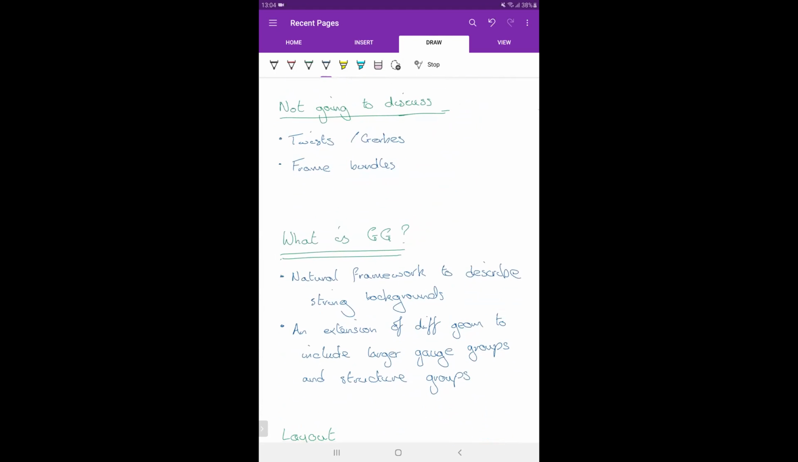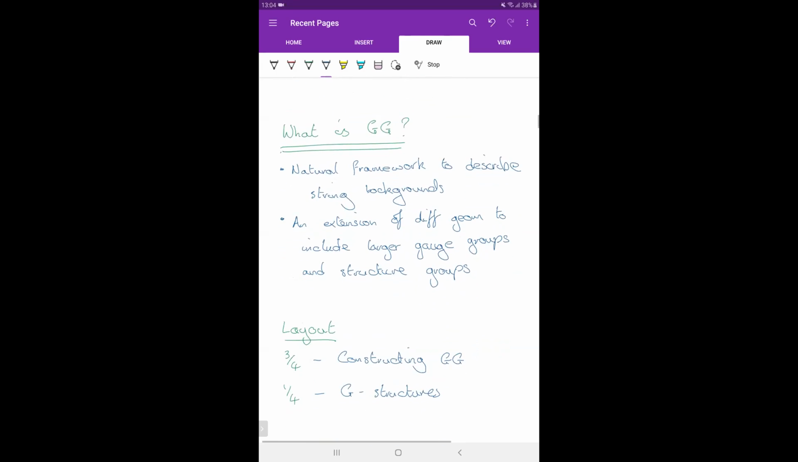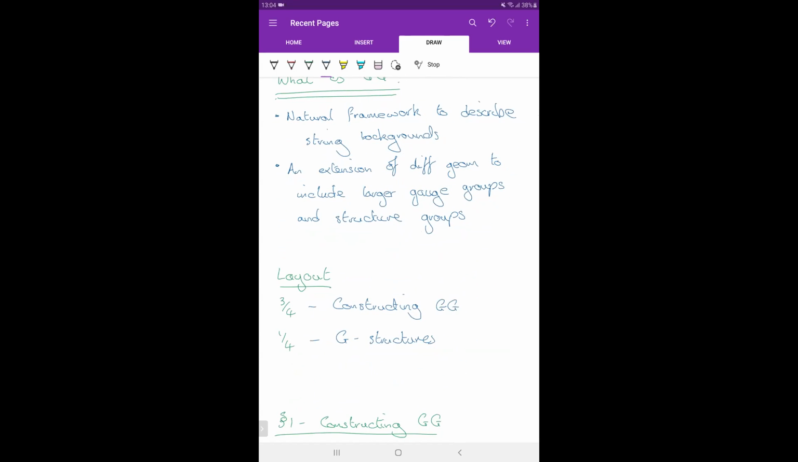So hopefully by the end of the talk, you'll have a better understanding of what generalized geometry is. You can see that it's a natural framework in which to describe string backgrounds. And on a more mathematical end, it's really just an extension of differential geometry to include larger gauge groups and larger structure groups. Now, the layout of the talk is going to be in two basic chunks.